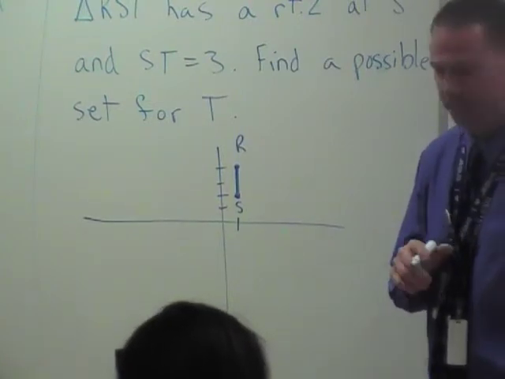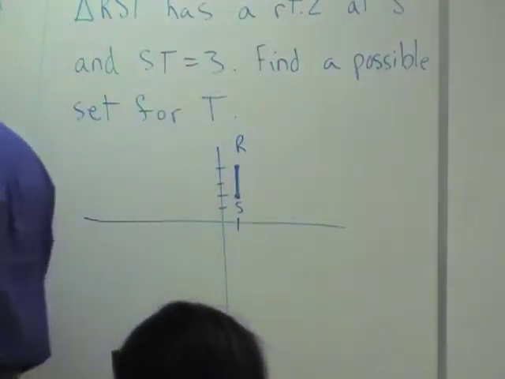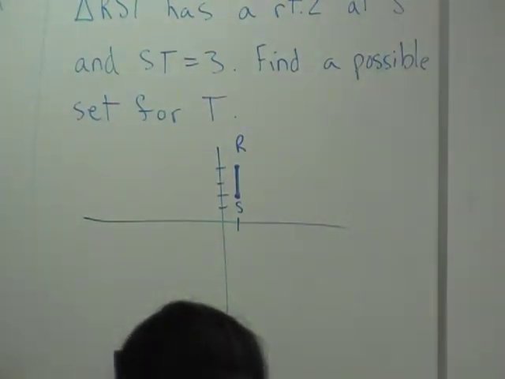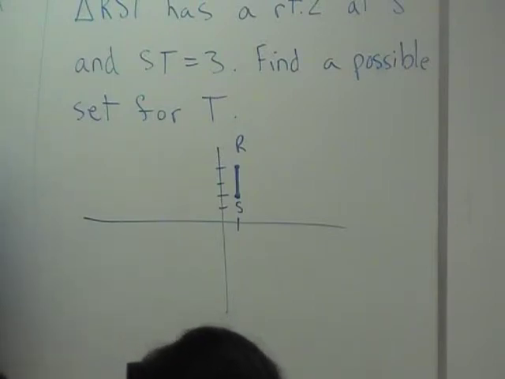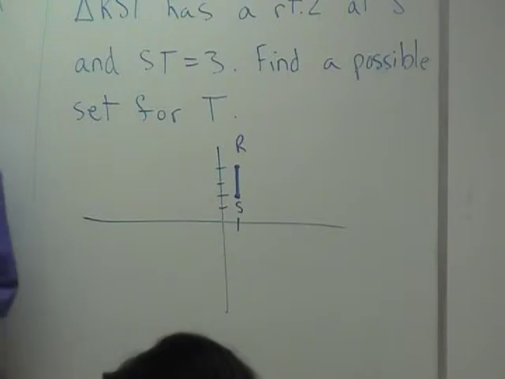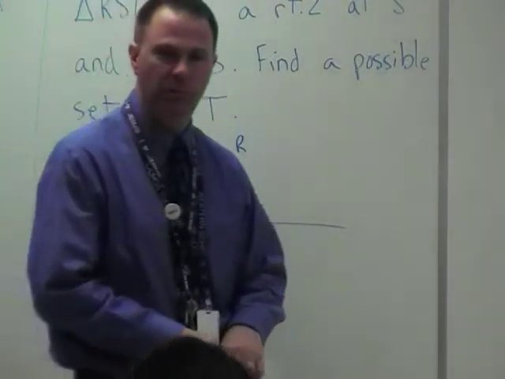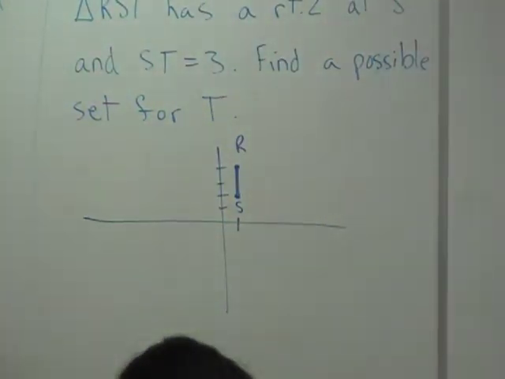Let's read through the problem. Alright? There's your picture. Read through the problem, draw it on your paper in your notes. Find the coordinates of each missing vertex. RST has a right angle at S. And T is 3 units away from S. I don't want you to answer, I want you to write down what are the possible vertices of where T would be. The coordinates. Where T would be.